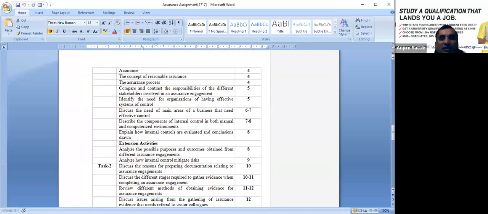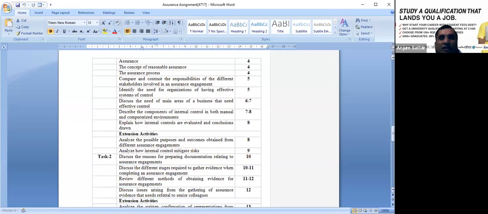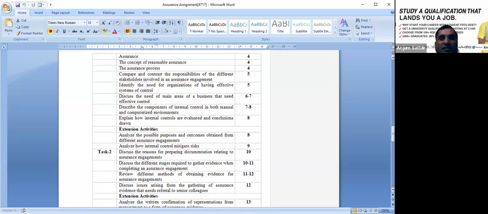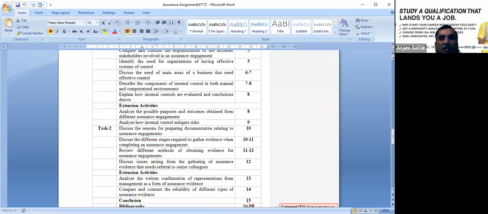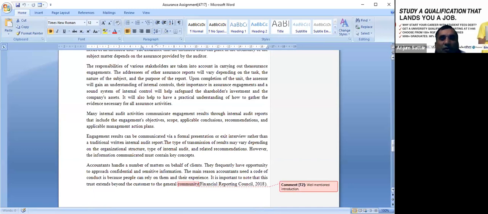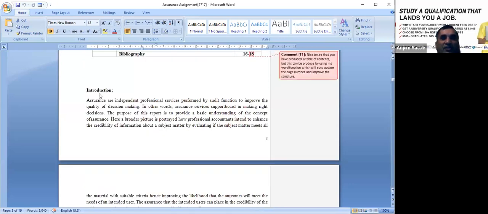I hope you're already aware of how to create a table of contents. If not, I can demonstrate. Yes, task two they have done, and task three I'm going to share with you. Okay, so please make sure you add the references. I'll share it with you with the feedback. Yes, the introduction: assurance is an independent professional service performed by auditors to improve the quality of decision making. In other words, assurance services support making the right decision, and it is based on giving audit assurance.